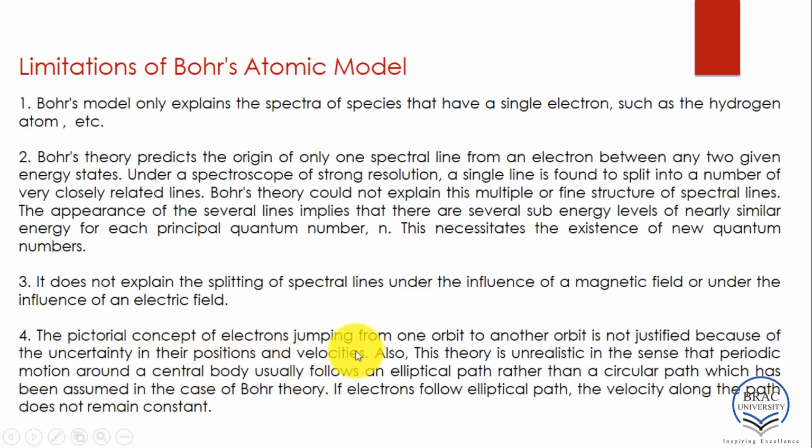Remember in lecture 2 part 2 we talked about the history of atomic theory and we saw Heisenberg's uncertainty principle. Also, this theory is unrealistic in the sense that periodic motion around a central body usually follows an elliptical path rather than a circular path, which has been assumed in the case of Bohr theory. According to Bohr, the electrons revolve around the nucleus in a circular path, but it has been proved that they follow an elliptical path. If electrons follow an elliptical path, the velocity along the path doesn't remain constant. These are the limitations of Bohr's atomic model.